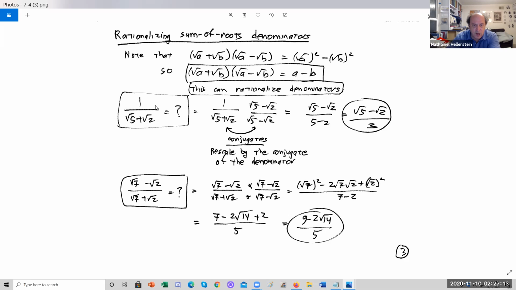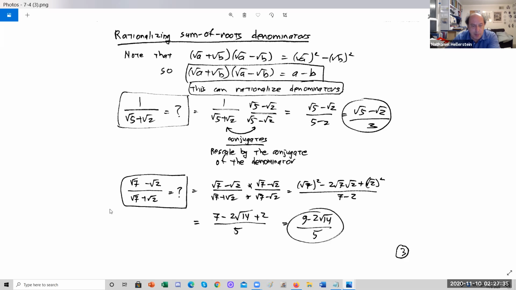So we take this fraction and we rescale by the conjugate of the denominator. Now, sum of roots times difference of roots is the difference, 5 minus 2. Above, it's just root 5 minus root 2. So in the end, you get root 5 minus root 2, all that divided by 3.